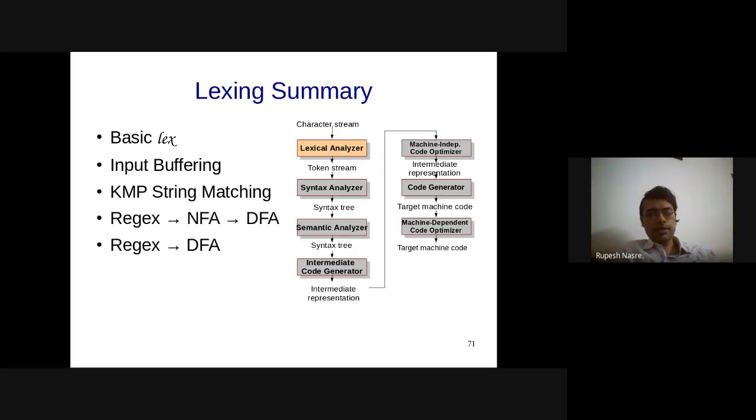Let me quickly start with the next one. So what we looked at was basic lex syntax. We looked at the issue that happens with input buffering. Then we looked at KMP. We looked at regular expression to DFA conversions. Right. So let me quickly go to the parsing.